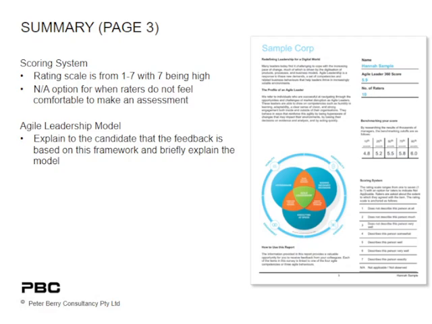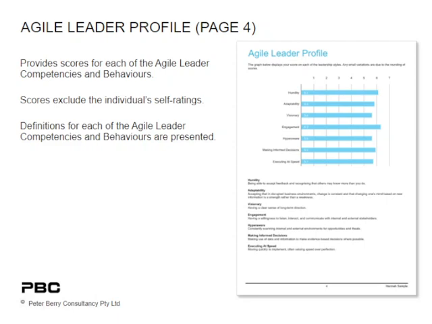The results of the standard 50 questions, rated from 1 to 7, will feature in the report as scores for the 4 Agile Leader competencies and 3 Agile Leader behaviours. Page 4 provides a summary of an individual's scores for each of the Agile Leader competencies and behaviours, excluding self-ratings. Definitions of each of the Agile Leader competencies and behaviours are also provided on this page.